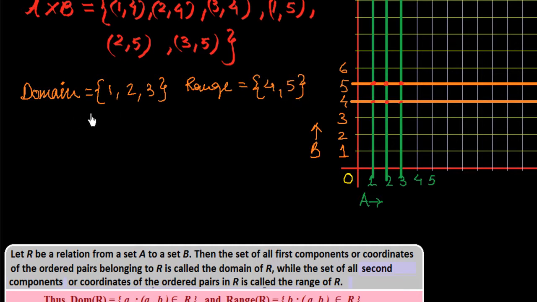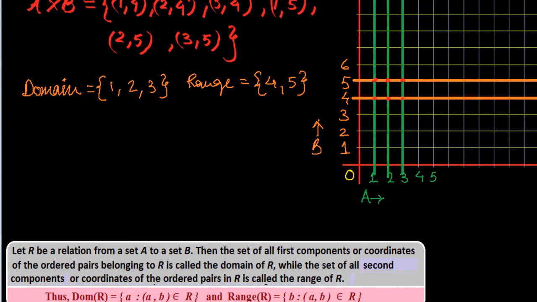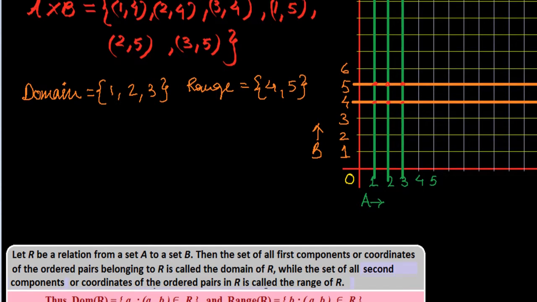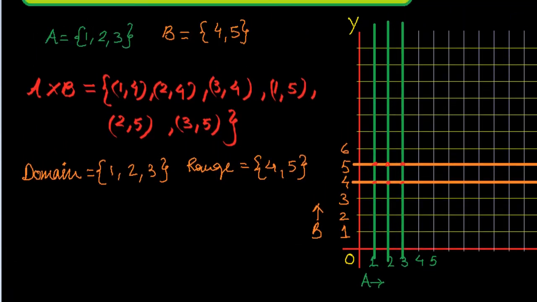So these are the domain and range of the relations. Now we have explained algebraically also: the domain of R is {a such that (a, b) is an ordered pair belonging to R}, and the range is {b, the second element, such that (a, b) belongs to R}. So this is how we could mention the domain and range in the set builder form. Now we see how many ordered pairs would be there in a relation.